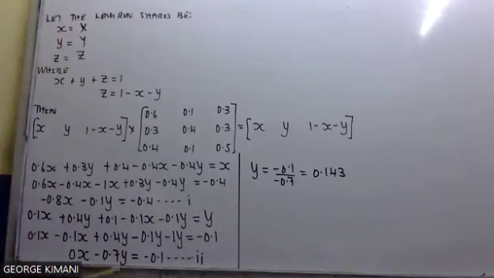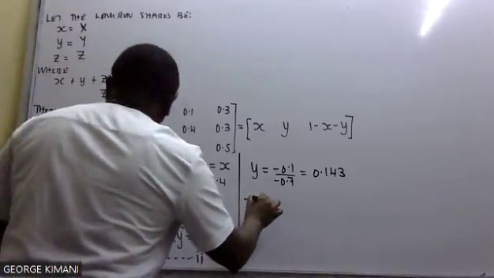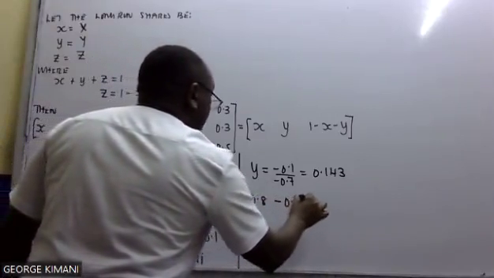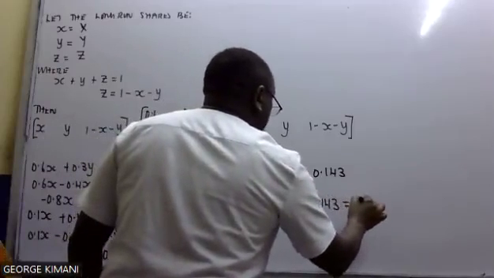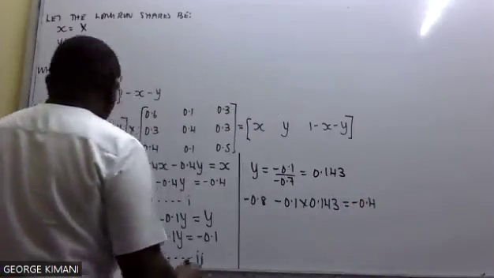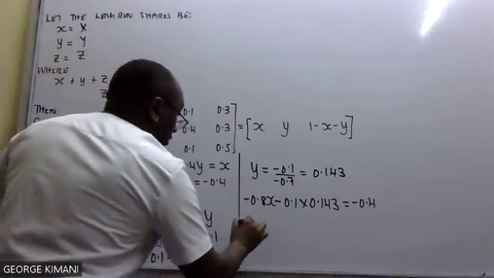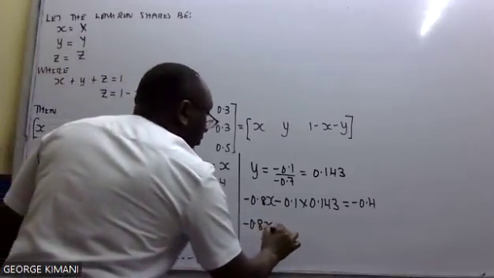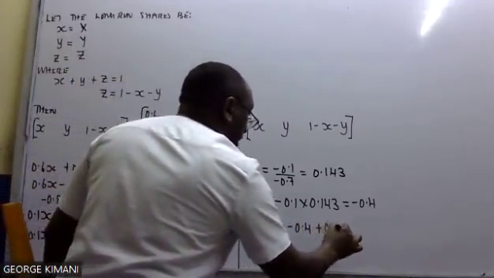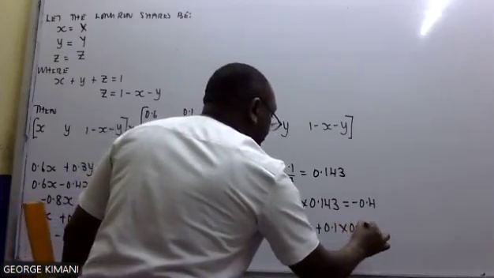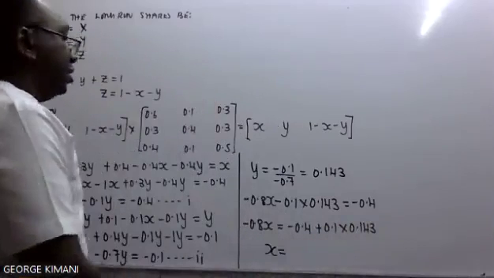We are to get minus 0.8 minus 0.1 times 0.143 should be equal to minus 0.4. No, this is minus 0.8x. So the actual minus 0.8x this side is equal to minus 0.4 plus 0.1 times 0.143. You don't know, so we don't know why 0.8 to 1x.